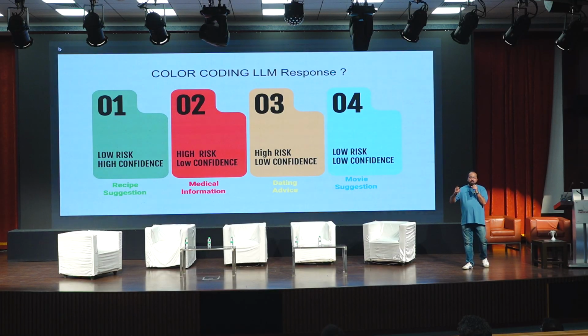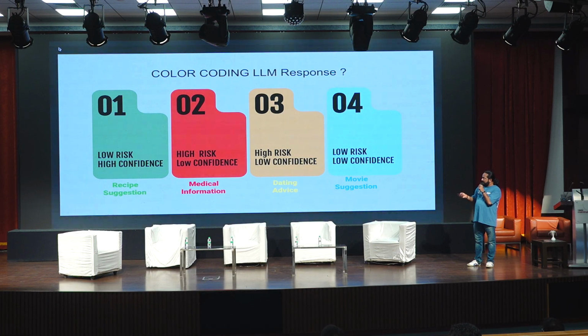So what we do is we basically find a 2x2 grid where we say low confidence or high confidence. If the model has high confidence on the recommendation or low, and what is the cost of action? So in case of a recipe suggestion, it's a low risk decision and the model has high confidence. Maybe we should put it in the green color.